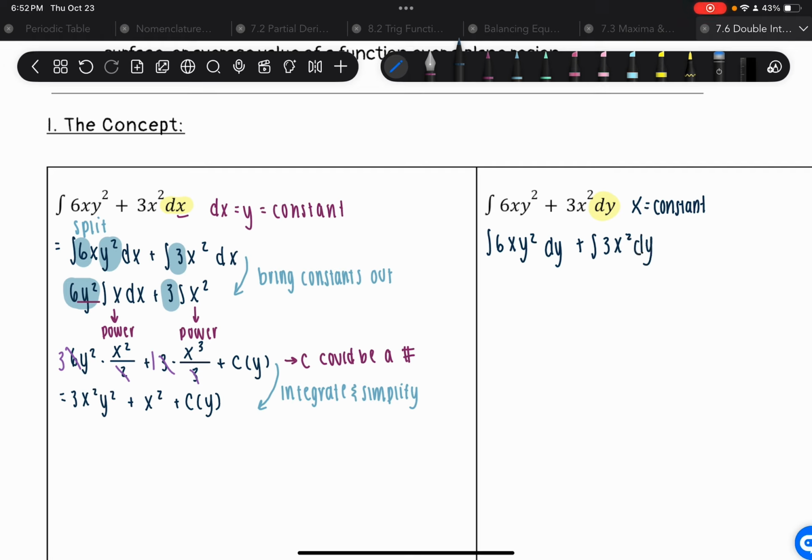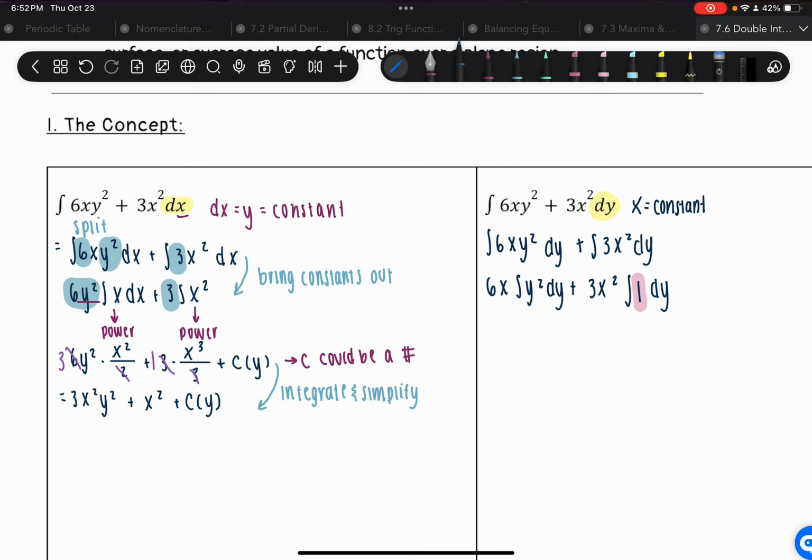And then I'm going to take out my constants, which in this case x is our constant. So 6x integral y squared dy plus 3x squared. And I know we are taking out this whole thing, but we still have an integral of 1. It's not just 0 or nothing. So I'm going to put a 1 there just to help me visualize it. 1 dy.